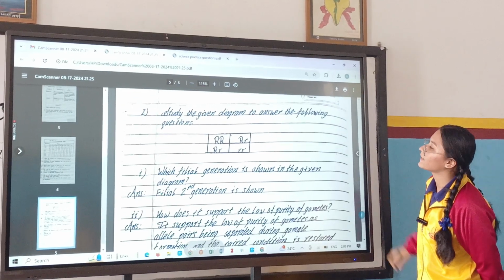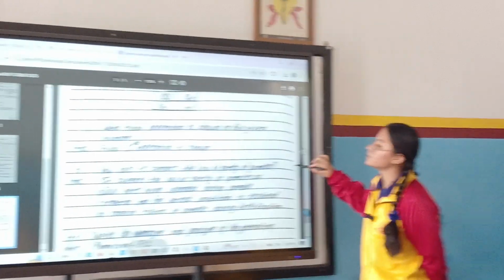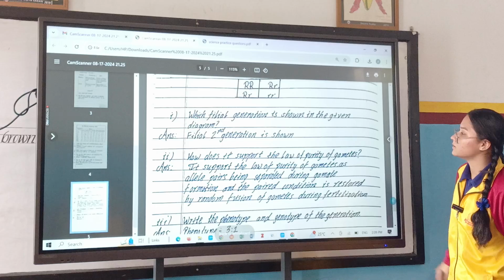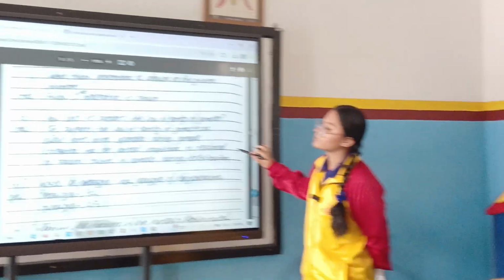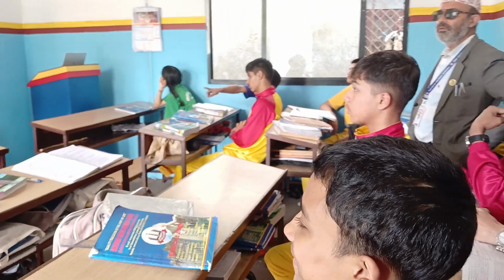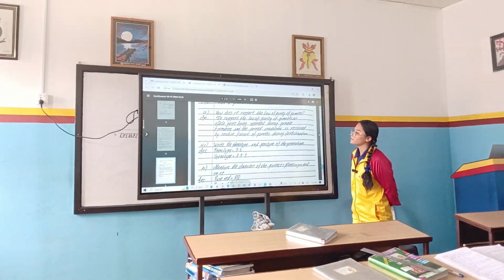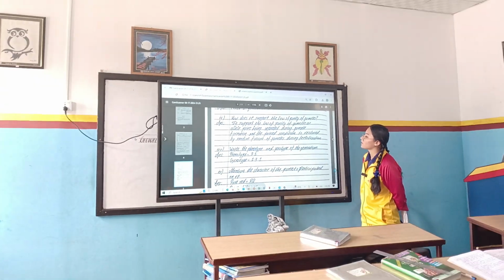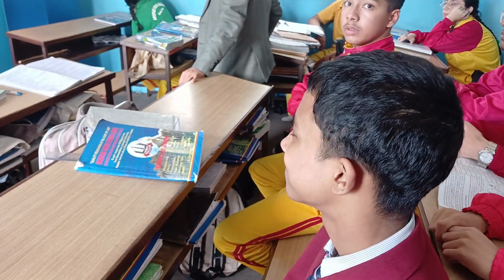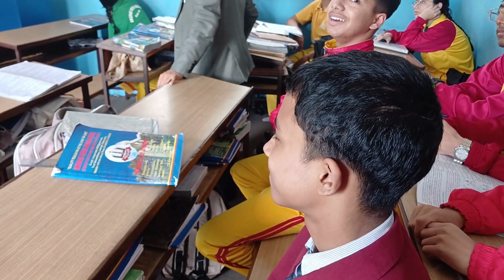Study the given diagram to answer the following questions. Which filial generation is shown in the given diagram? Filial second generation is shown in the given diagram. How does it support the purity of gametes? It supports the law of purity of gametes as allele pairs are separated during gamete formation and the paired condition is restored by random fusion of gametes during fertilization.